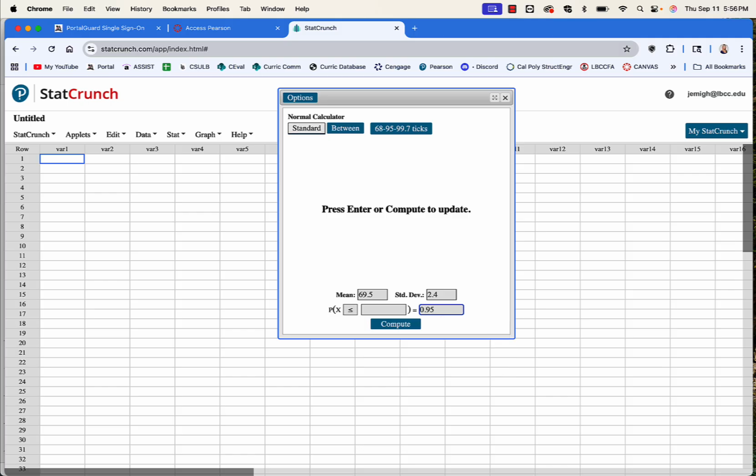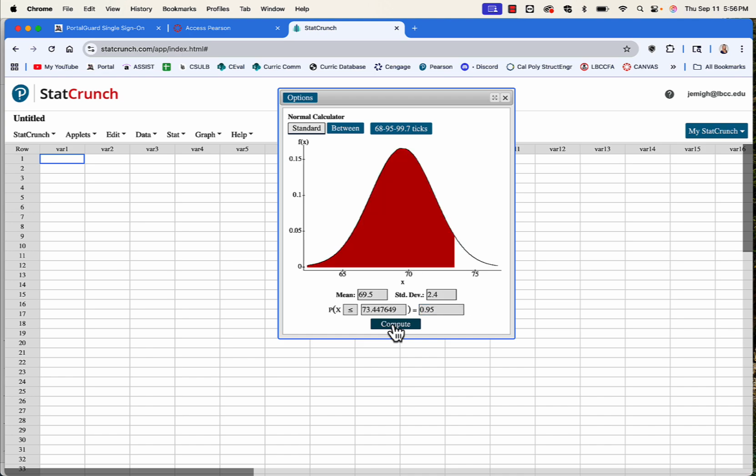When you hit compute, check two things. 1, does the graph look right? 2, the answer, which this time will be here. Ready? Go. 1, graph looks good. 2, the answer, right here. At 73.447649, we would have, on the x-axis, we would have had 95% shaded in.